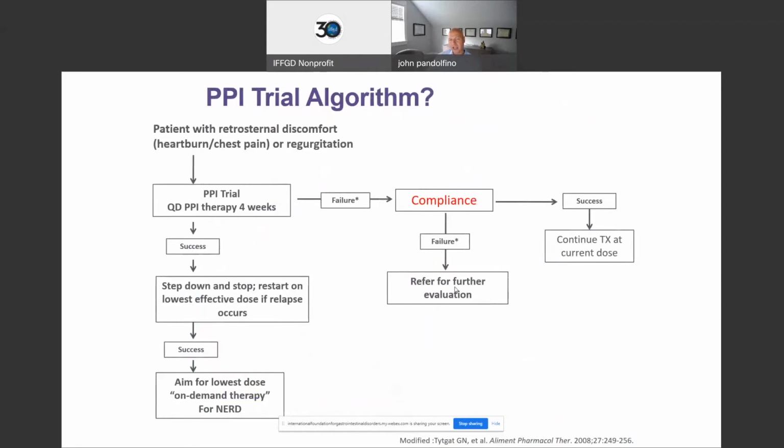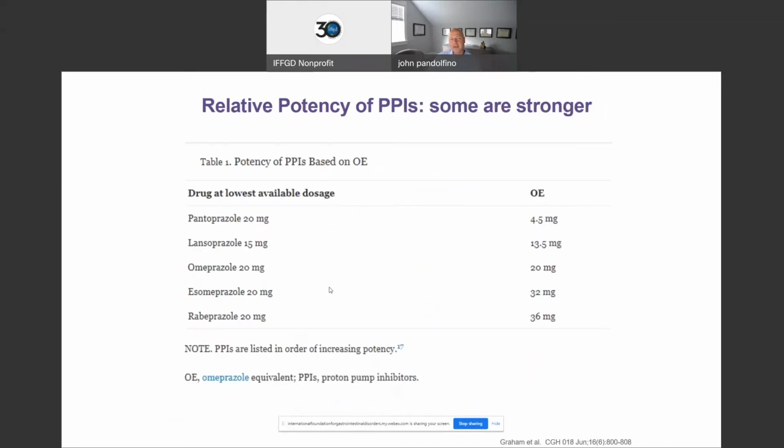Now, in terms of our algorithm on how we approach this, well, if we see people who are failing compliant PPI therapy, these are the patients that we do refer for further evaluation. That being said, though, we got to realize that there is a difference in the potency of some of the PPIs. So some PPIs are stronger than the others. And this is the actual hierarchy. So pantoprazole at 20 or 40 milligrams is the weakest PPI. So if you're on that particular dose and not responding, you may benefit by going to a higher potency PPI like rabeprazole or esomeprazole. So that is really the point of this particular slide.